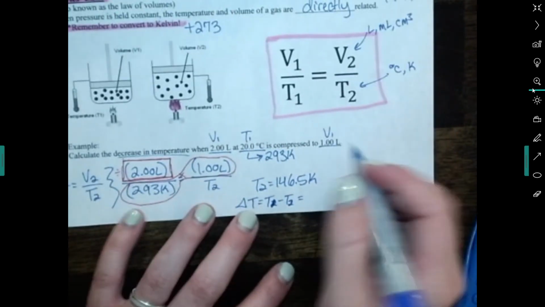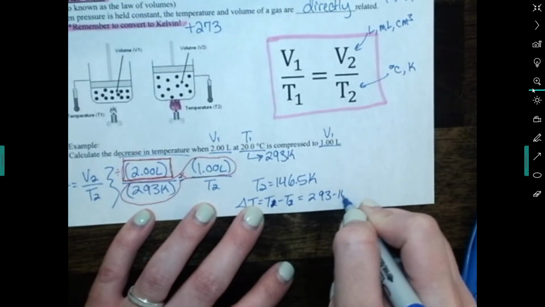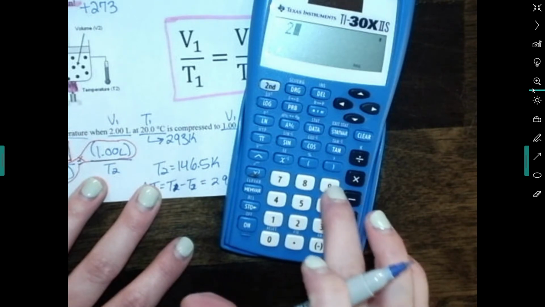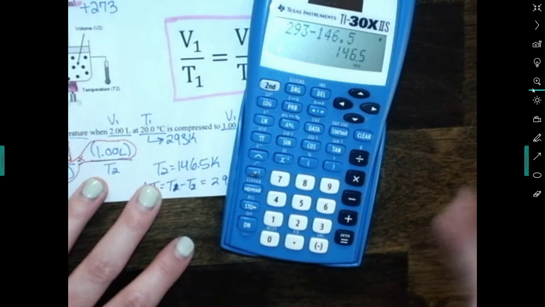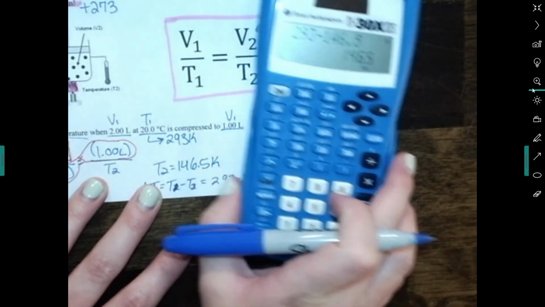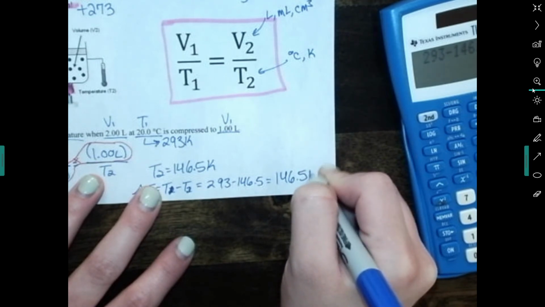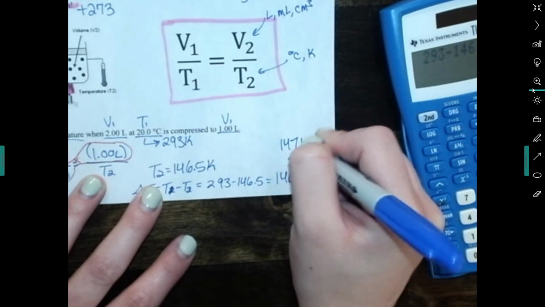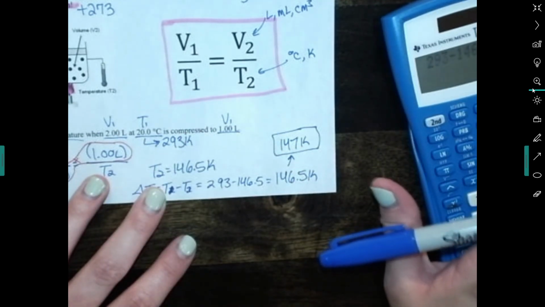Okay, so we're going to do our 293 minus our 146.5. And guys, check this out. 293 minus 146.5 gives us 146.5. It was just cut in half. So it's still going to be 146.5 Kelvin. And if we round to 3 sig figs, it's going to be 147 Kelvin. So that's basically how much it went down if you're rounding to correct sig figs. Okay, so that's your decrease in temperature.